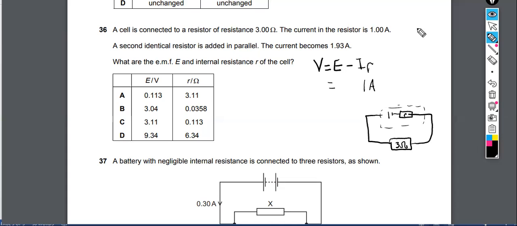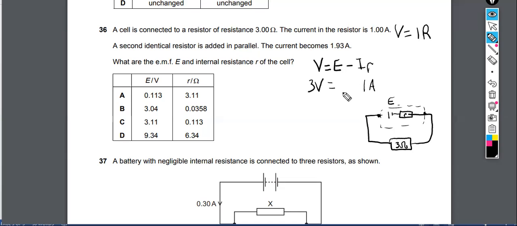So we don't know what the EMF really is inside of the battery, but we could calculate the terminal PD because we know that there's a 3 ohm resistor and we know that the current is 1 amp. So we can calculate the terminal PD using Ohm's law, V equals IR. If we multiply 3 times 1, we get 3 volts. And so the terminal PD is 3 volts for this first circuit.